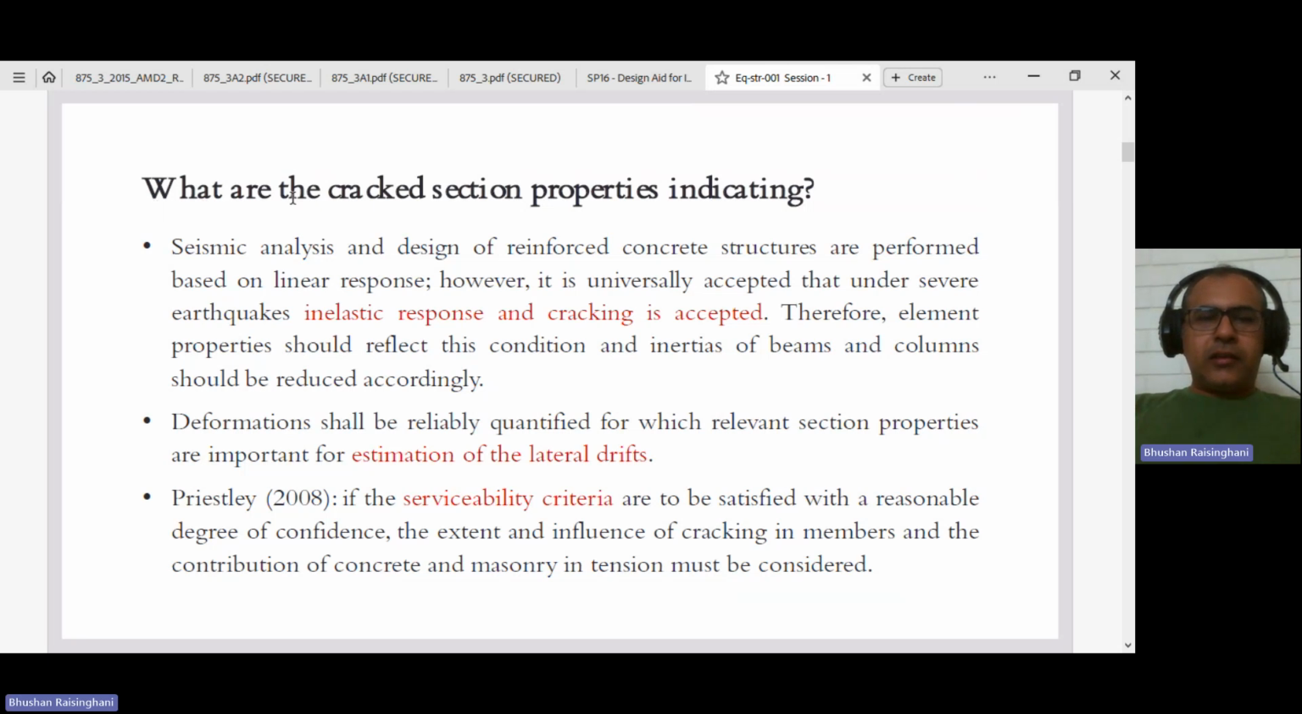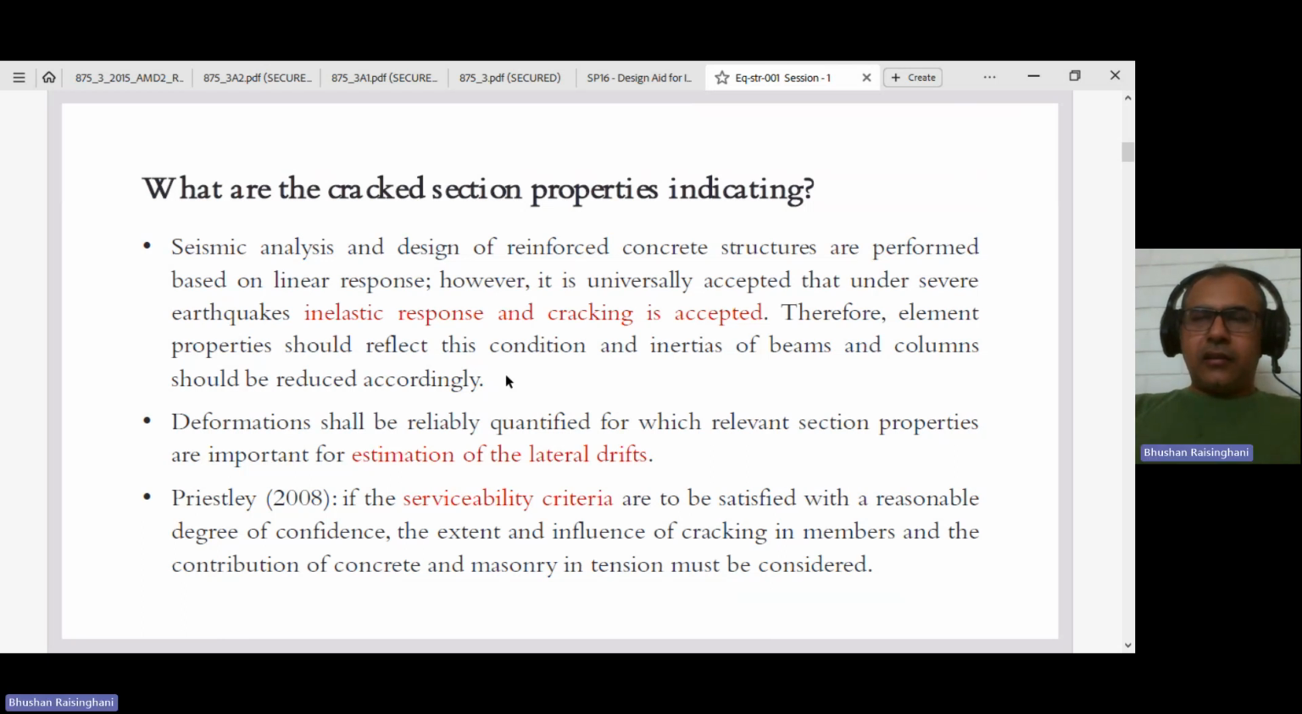What basically are cracked section properties and what do they indicate? Seismic analysis and design of reinforced concrete structures are performed based on linear response. However, it is universally known that earthquakes cause inelastic response and cracking is accepted, due to the response reduction factor of 4 or 5 or 3 that we are taking. So the structure has to get cracked in the inelastic response during an earthquake in real conditions. Therefore, element properties should reflect this condition and the inertia of beams and columns should be reduced accordingly.